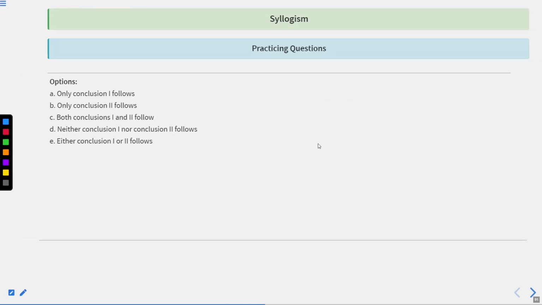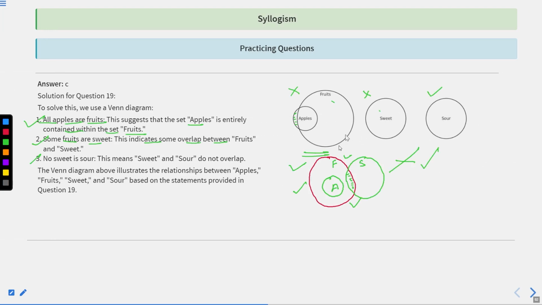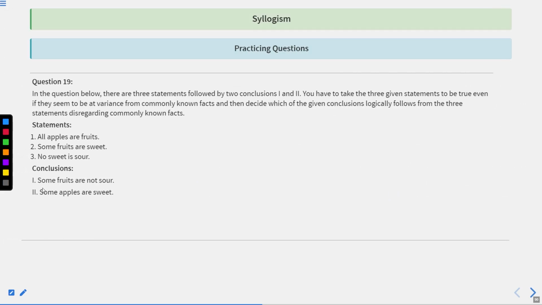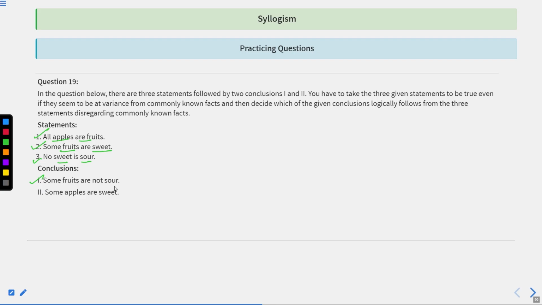Reason being, no fruit is sour. That means that some of the fruits will also be not sour. None of the fruits will be sour. That statement is also correct. So the first conclusion seems to be correct. Some fruits are not sour. It is correct because all fruits are not sour. So no fruit are sour would also have been correct. So this particular conclusion is correct.